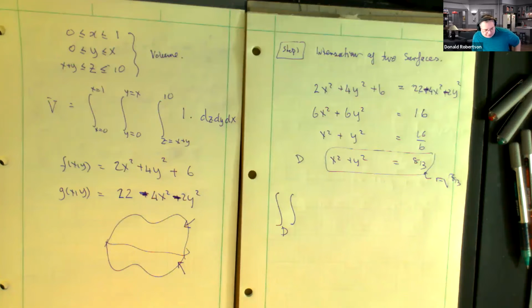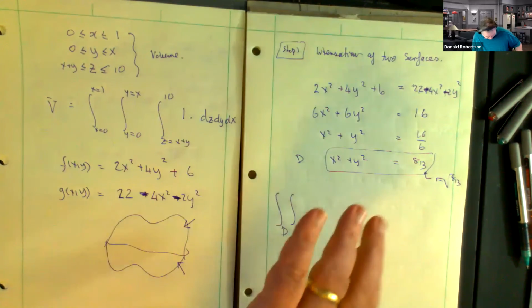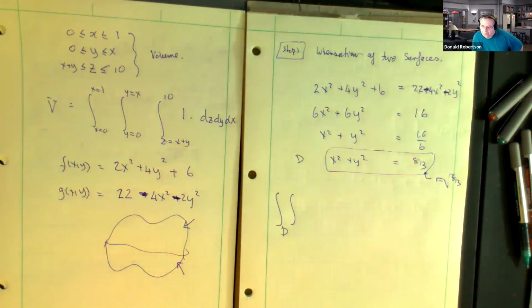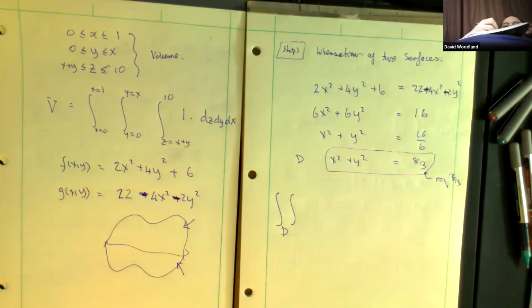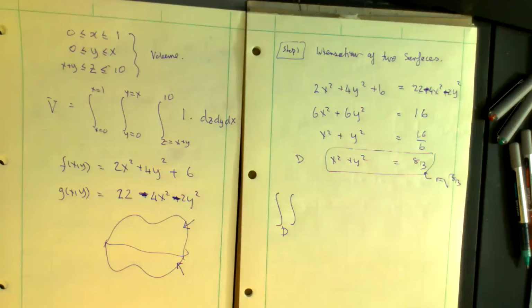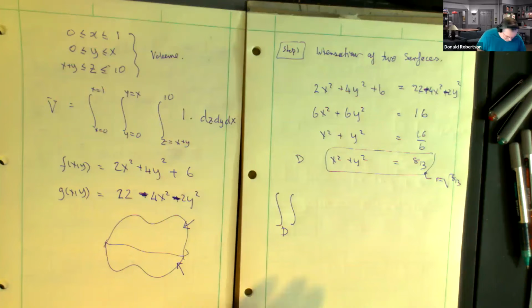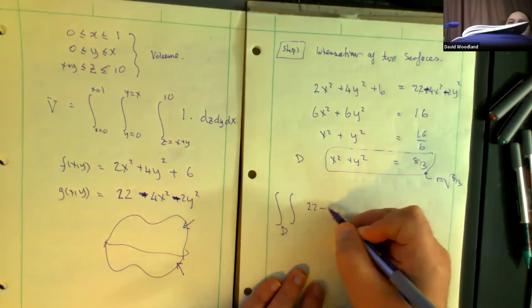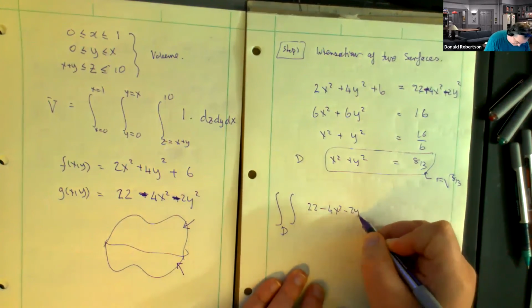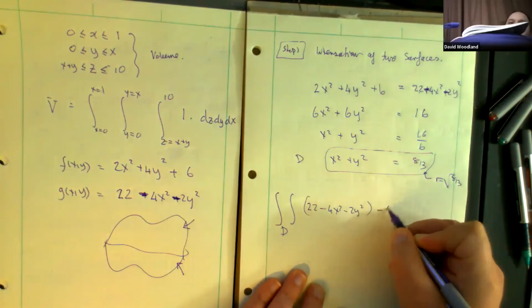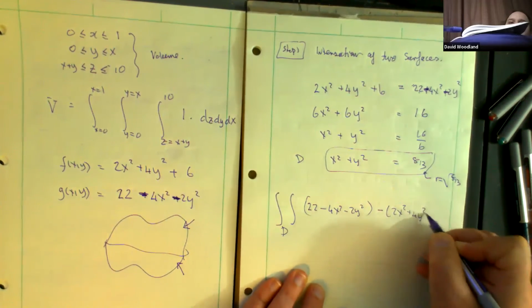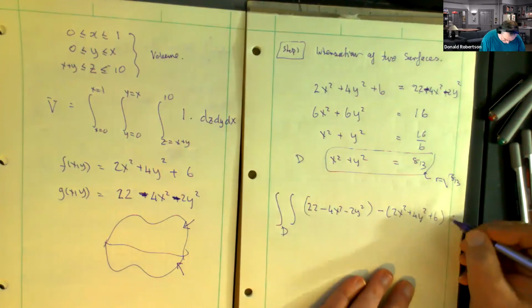What's the easiest way to tell which of these is on the top and which of these is on the bottom? How could you tell which is the larger of the two? G of x, because it's concave down and 22 is bigger than 6. That'll do. Right, so if I put this guy in here and I subtract this guy, we're good.